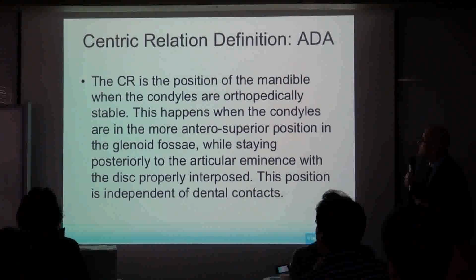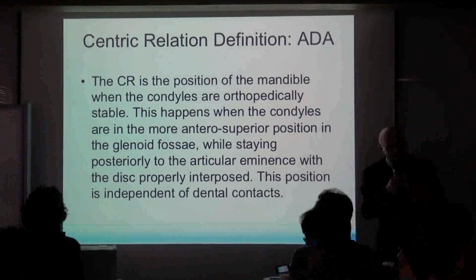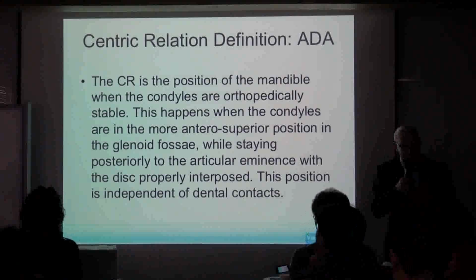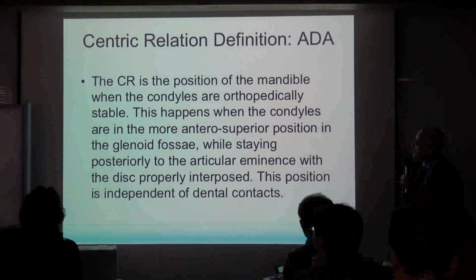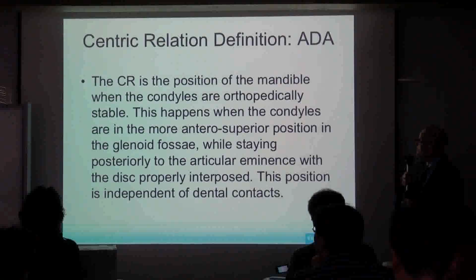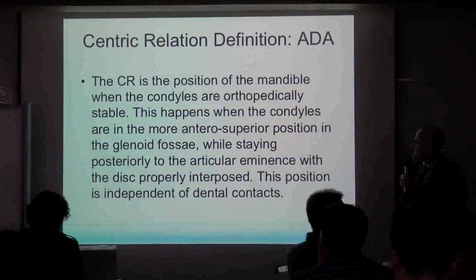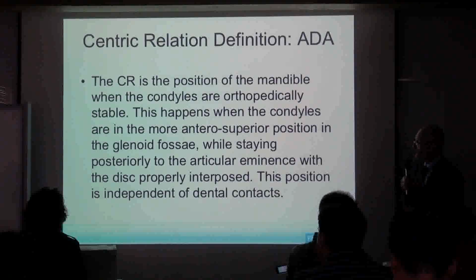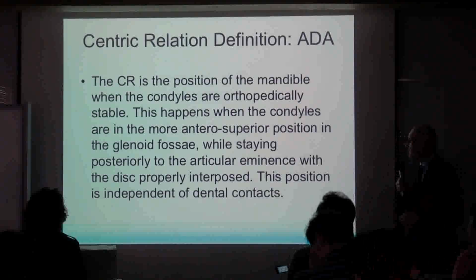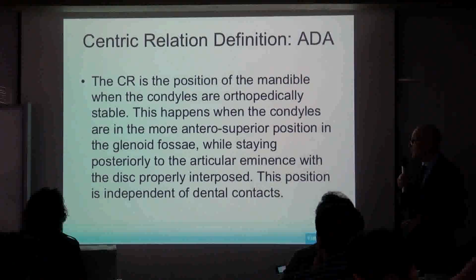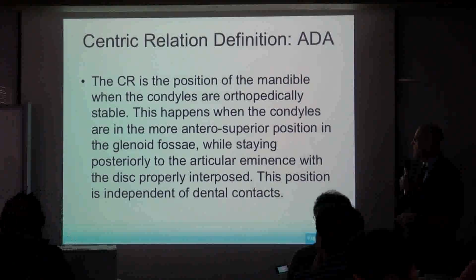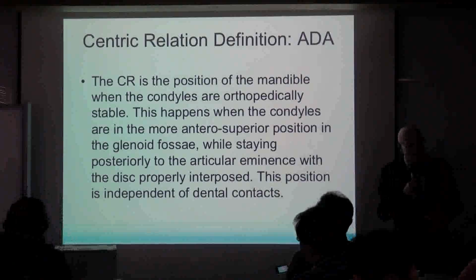Okay, this one. This is the current definition, American Dental Association, saying CR, centric relation, is the position of the mandible when the condyles are orthopedically stable. This happens when the condyles are in more anterior-superior position in the glenoid fossa, anterior to the bone, forward, while staying posterior to the articular eminence with the disc properly interposed. This position is independent of tooth contact.